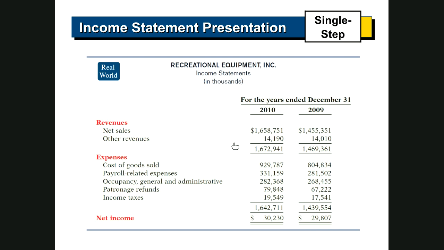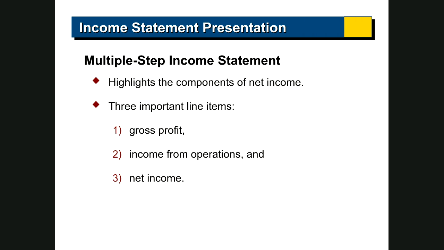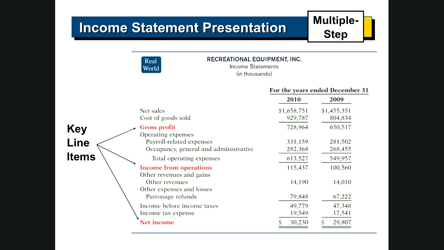The multiple step income statement is what you have been looking at so far. It calculates gross profits, and then it calculates income from operations, and then it calculates the net income. And this is what you have been doing. Net sales minus cost of goods sold equals gross profits, and then you have all the expenses that are related to your operations, and then you have operating expenses.